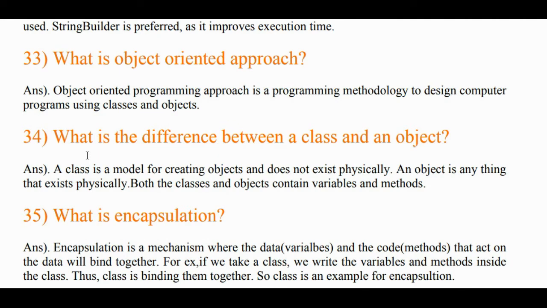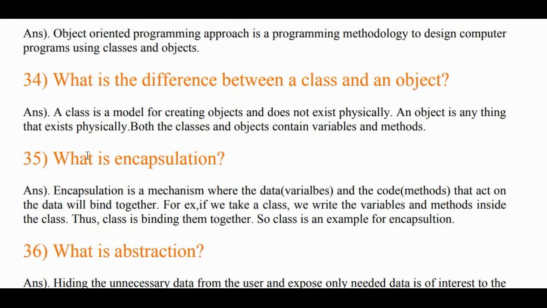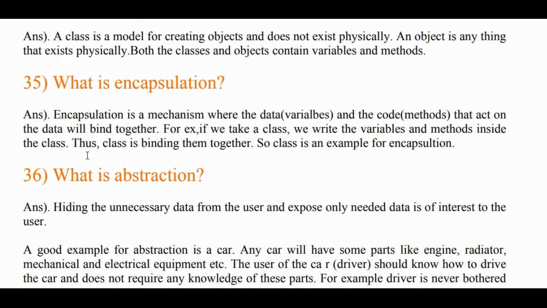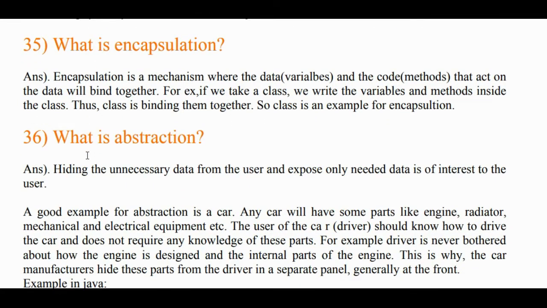What is encapsulation? Encapsulation is a mechanism where the data, that means variables, and the code, methods, that act on data will bind together. For example, if we take a class, we write the variables and methods inside the class. Thus, the class is binding them together. So, class is an example for encapsulation.